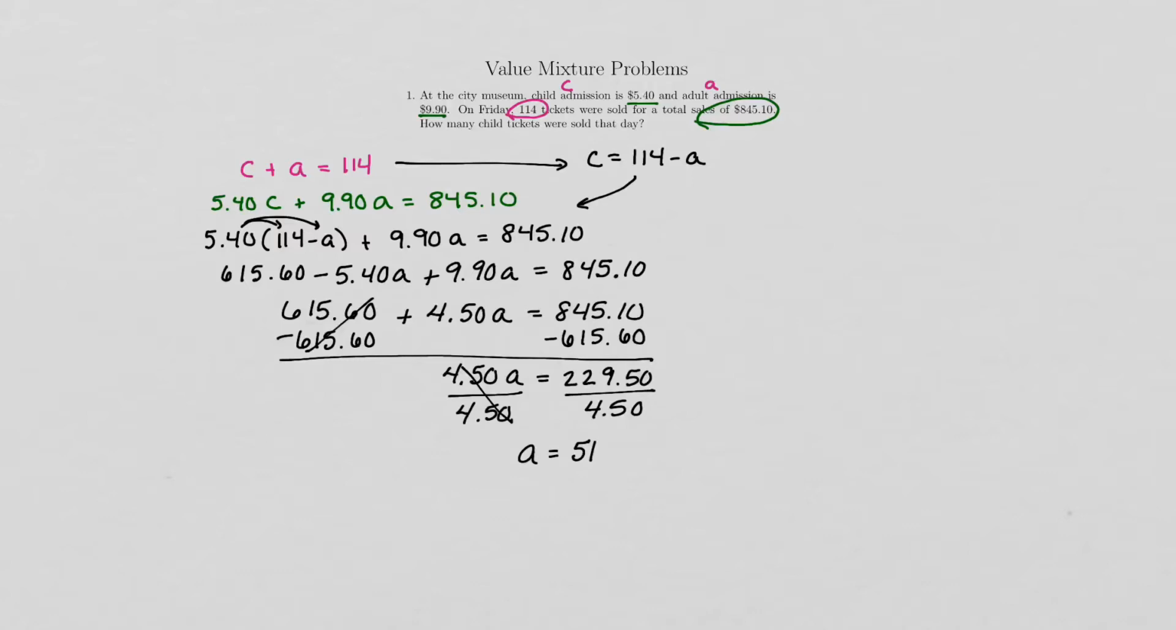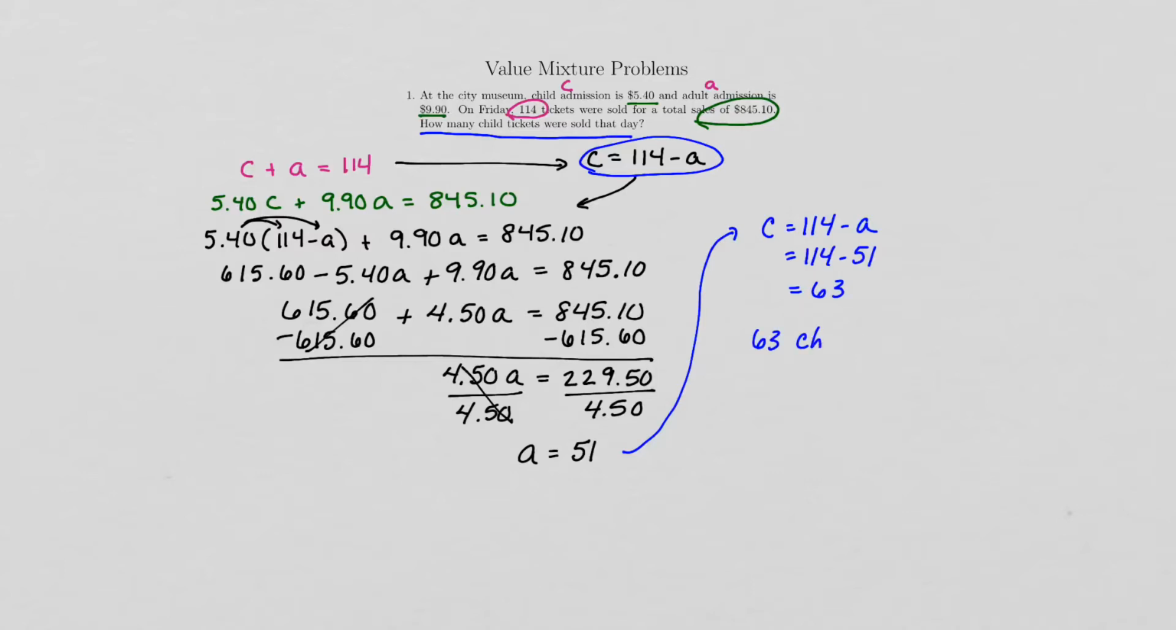The important question is to look at what's being asked. What's being asked is how many child tickets were sold that day. So to get that answer, we take our A equals 51 and plug it back into this equation. C is 114 minus A, so it's 114 minus 51, which gives 63. So 63 child tickets were sold. So I basically used the information in the problem to make a system of equations, and then I used the system of equations to solve my problem.